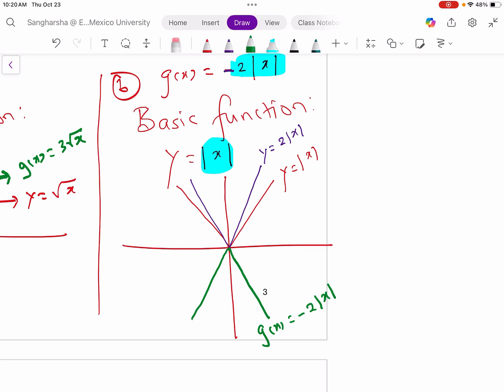We started from a basic function, this red graph. We stretch this graph vertically away from the x-axis, then reflect it across the x-axis, and we get the graph for our g of x. Okay, any question up to here?